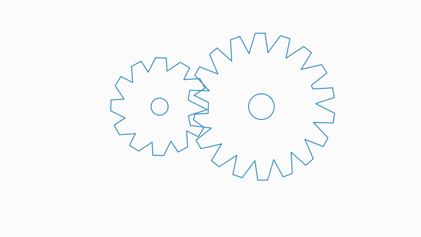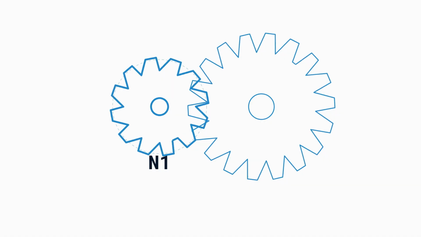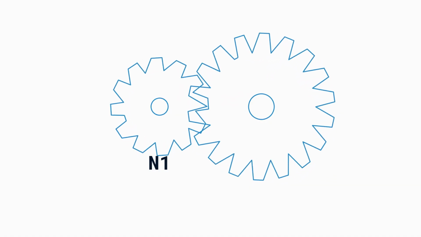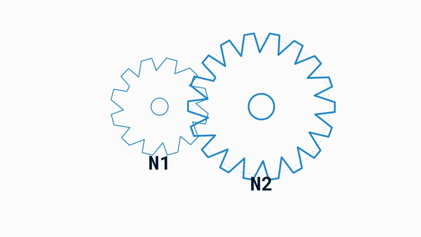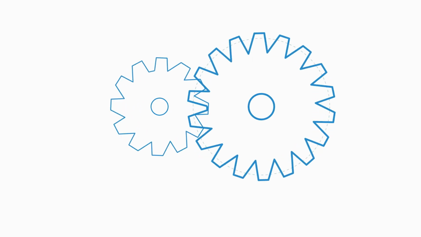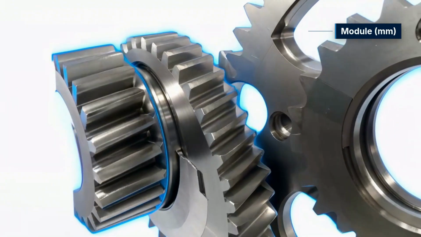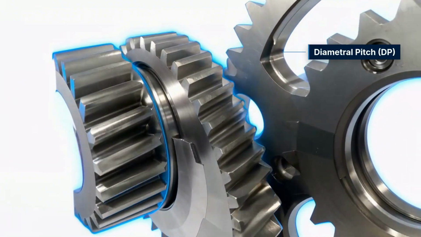First, we have number of teeth, Gear 1, shown as N1, where you enter the tooth count for your first gear. Next is number of teeth, Gear 2, shown as N2, for your second gear's tooth count. Then we need to specify the gear size using either module in millimeters or diametral pitch in teeth per inch.